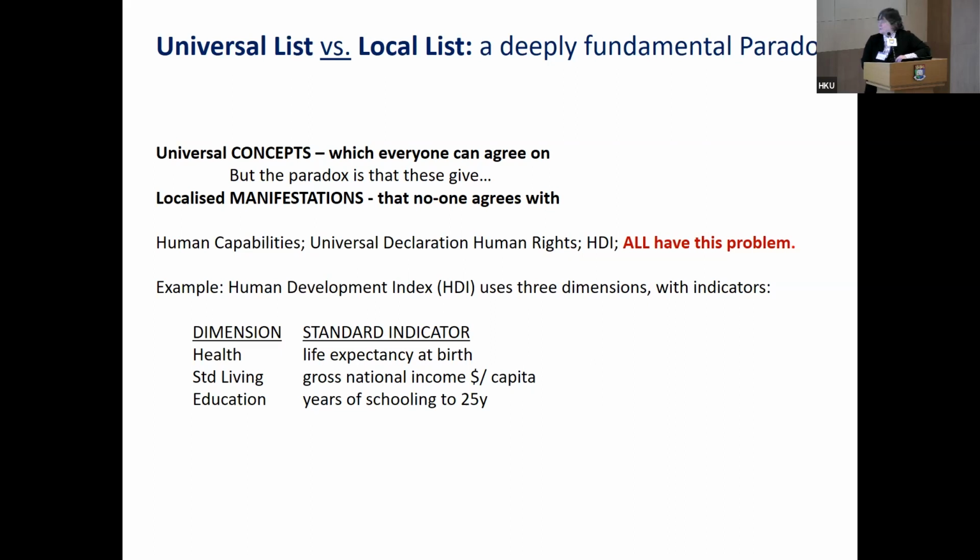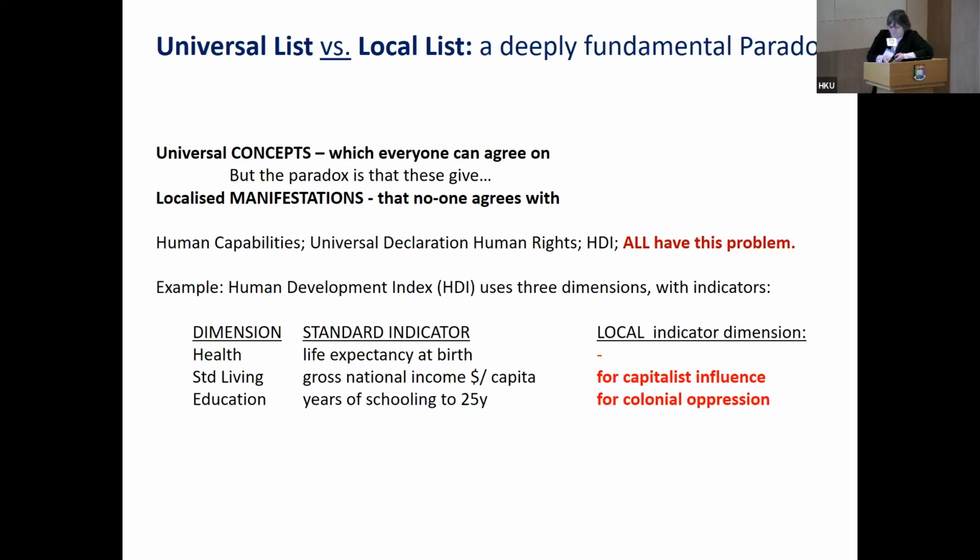Now, wait a minute, those are universal. What happens if I go to an area where we have an indigenous minority group of people? Guess what? For them, if you measure the gross national income and you ask them, what does this represent to you? Maybe they will say, oh, that will give us a measure of the capitalist influence on our area. That's what it measures. If you said to them, I will show you the years of schooling of everybody in your town, what will it tell you about them? Oh, that's a measure of colonial oppression. That's what that measures for us. Nothing to do with education.